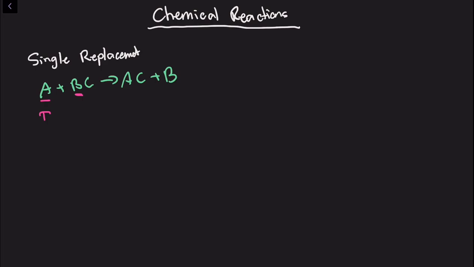So let's look at a metal replacing metal example. If we have zinc plus our copper sulfate, will we have a reaction here? The answer is yes, because our zinc is more reactive than our copper in this case. So our product would be copper by itself plus, now it's going to be our zinc sulfate.